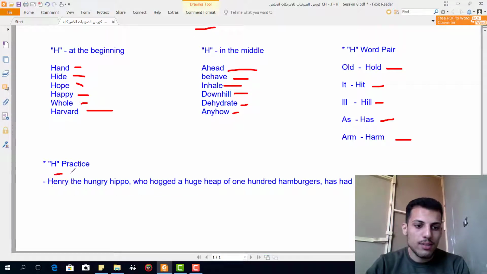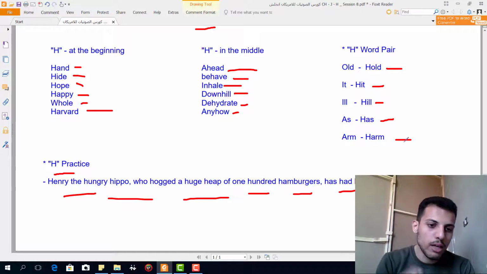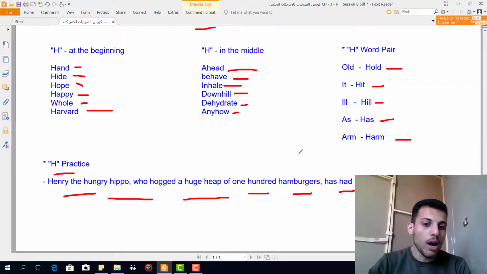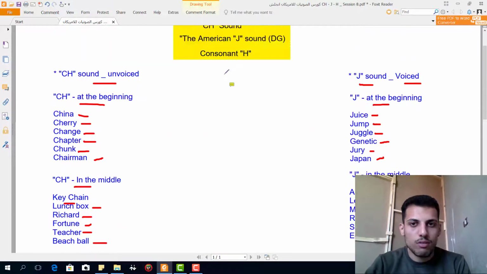Type H practice like Henry the Hungry Hippo who hugged a huge heap of 100 hamburgers has had hiccups for 1 whole week. So Henry the Hungry Hippo who hugged a huge heap of 100 hamburgers, 100 hamburgers, is a beast, okay, has had hiccups, meaning problems, obstacles, for 1 whole week. Of course, a week, I won't tell you what would happen. Okay, so let's wrap up for today, guys.